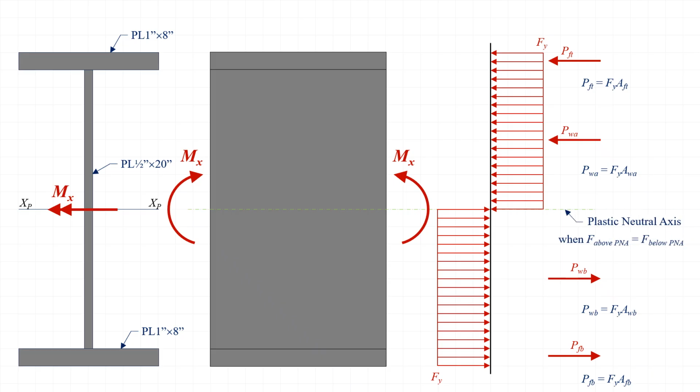If we have selected a correct location for the plastic neutral axis, then the sum of the force resultants above the plastic neutral axis will be equal to the sum of the force resultants below the plastic neutral axis, at least for the case of a beam with no axial force. In this case, where we assume that the plastic neutral axis is in the web, that can be written as the force resultant in the top flange plus the force resultant in the web above the plastic neutral axis is equal to the force resultant in the web below the plastic neutral axis plus the force resultant in the bottom flange.